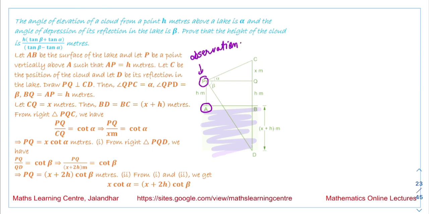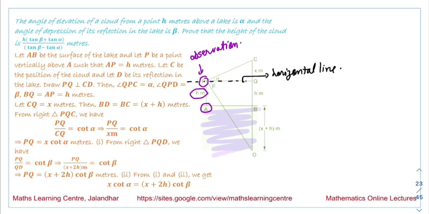Point P is the point of observation. We are standing h meters above this lake. So the horizontal line corresponding to this is the horizontal line we are seeing.